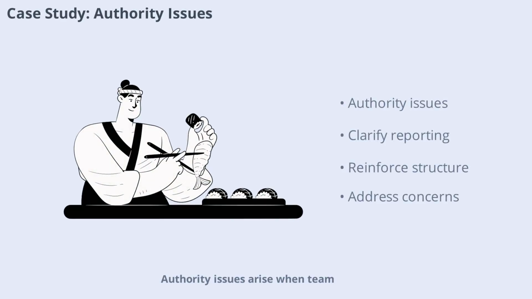Authority issues arise when team members challenge leadership or decision-making. The source is authority, and the stage is manifest conflict. You clarify reporting lines, reinforce the project structure, and address concerns openly. This restores order and ensures smooth project execution.